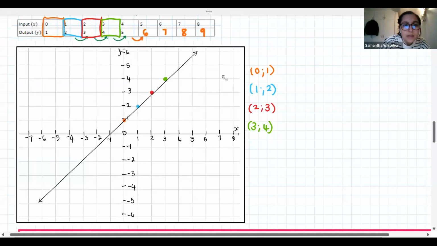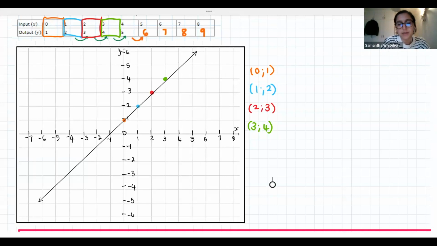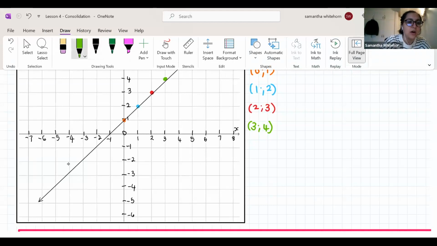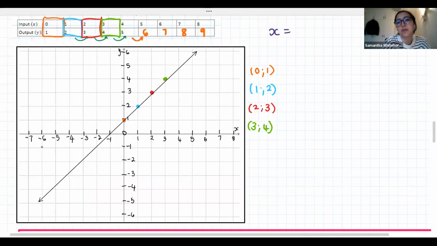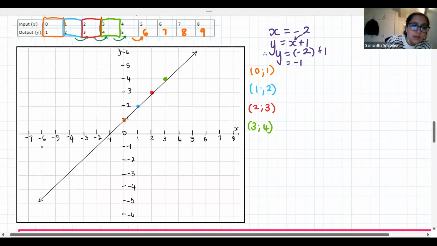All right, so in answering this question, if we introduced, let's say, an input value of -2. We know our rule is y equals x plus 1. So using our formula, we could work out what our y or output value is. We substitute in the -2, so -2 plus 1 is -1. If we now go to our graph, we can read that off our graph. Where x is -2, I read down, then read across, and I get my output of -1.